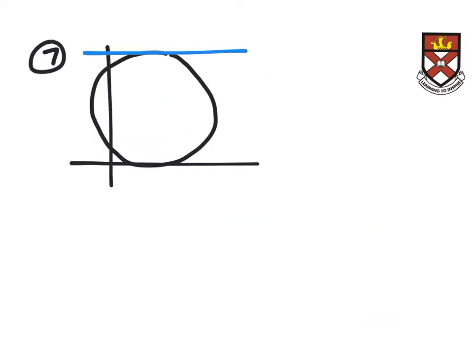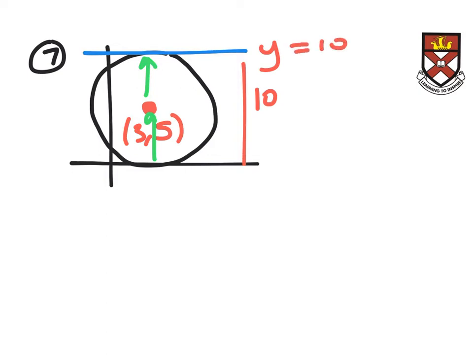Question 7. The circle. From the circle we can get that the centre point here is 3 along and 5 up. So because we're going up 5 to reach the centre, we're going to go up another 5 to reach the top of the circle, which means in total we're going up 10, so the blue line is just y equals 10.